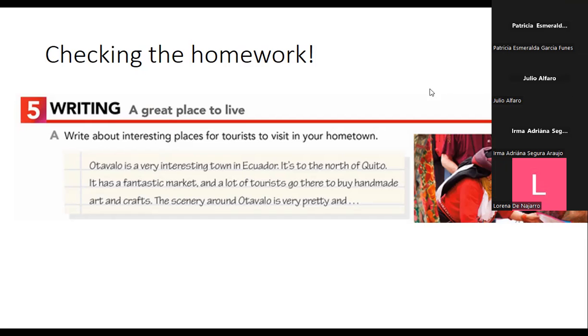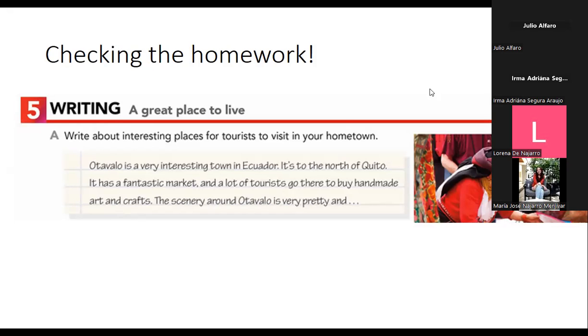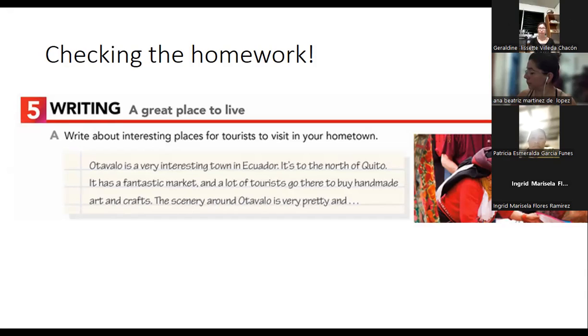Okay. San Salvador is a very interesting and commercial place. You can go to the downtown and see a lot of historical architecture. That's it. Okay. It's really short. Sorry. Okay, thank you so much. Very good. Okay, so if you did it, excellent for you, okay? Because it's for you to practice your writing skills and organizing your ideas in English, okay?